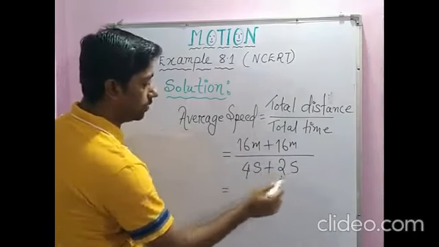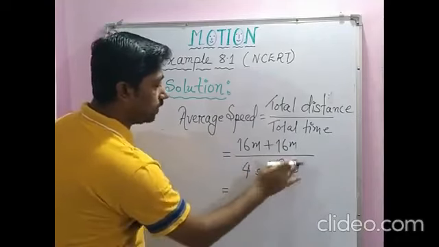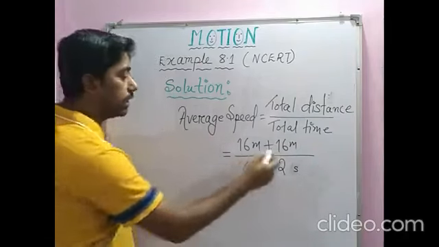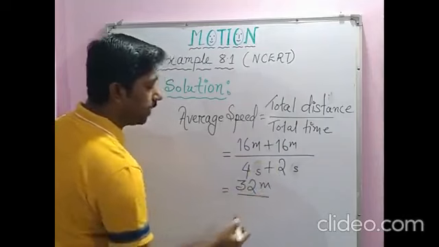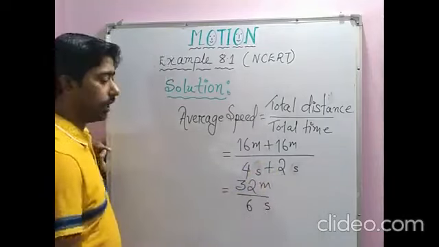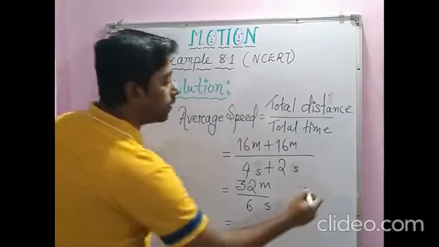Okay, this is second. 4 seconds, 2 seconds. Add them up. 16 plus 16 gives us 32 meter, divided by 4 plus 2, 6 seconds. Okay, 32 divided by 6, carry out the division. 32 divided by 6.